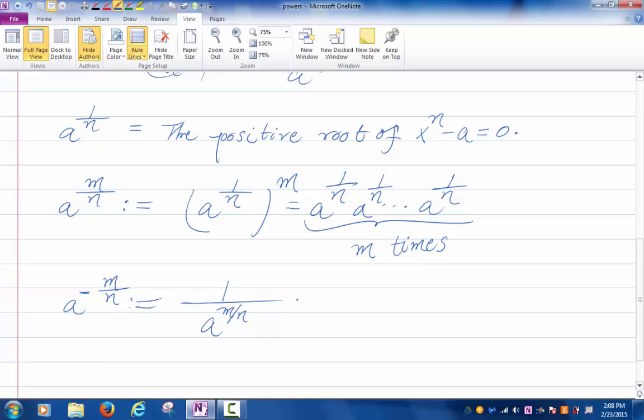x to the n minus a equals 0 means what? Same thing as x to the n equals a, right? So the positive real root of that equation is called the nth root of a.